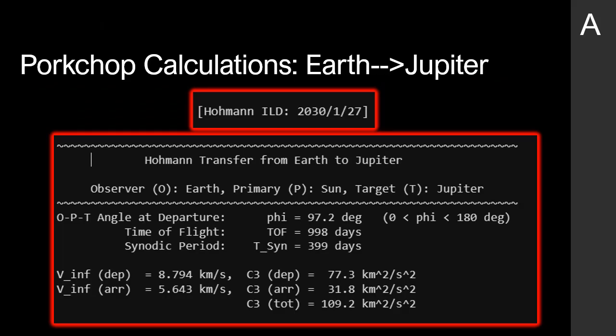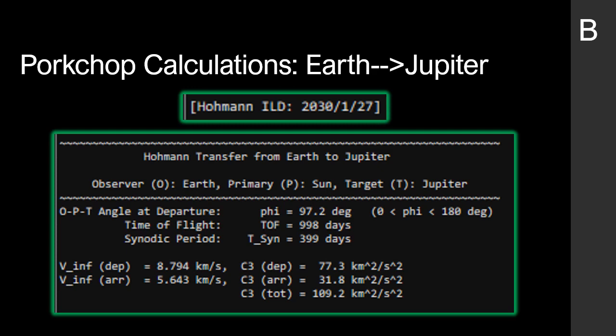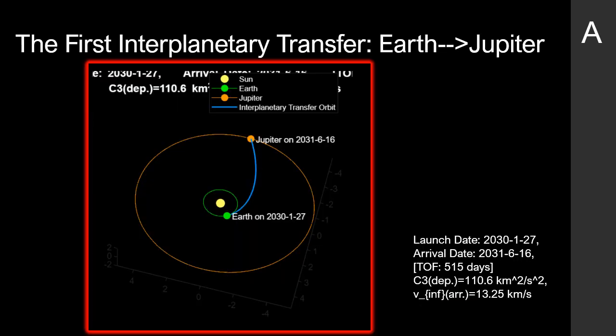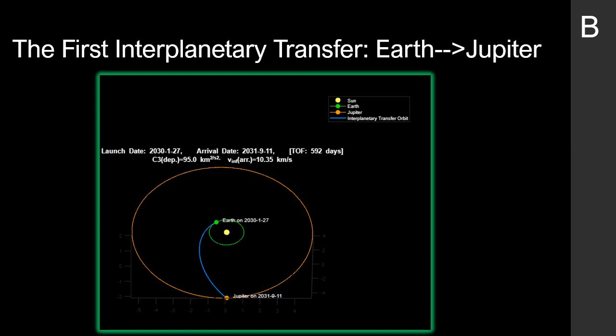Here are the pork chop calculations for our Arc A with the C3 of 109.2. And for Architecture B, we have the same exact calculation. Here's our first interplanetary transfer from Earth to Jupiter in Arc A. And we have a C3 of 110.6, which is more accurate than the pork chop plot. Here for our Arc B, we have a completely accurate V infinity of 10.35 when we arrive on Jupiter.